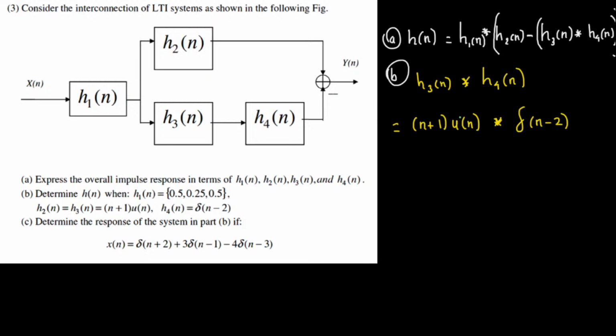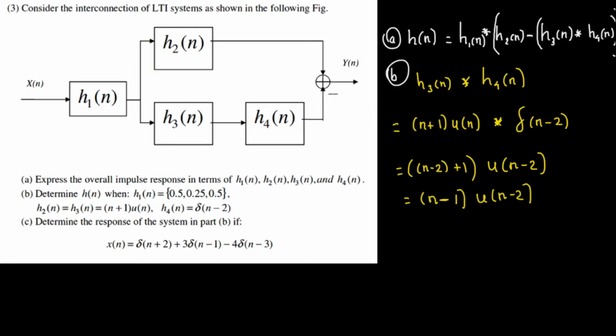When you convolve some function with a shifted delta, according to the convolution property, the shift of the delta will be applied to all the n, and the delta will disappear. So here we'll have n minus 2 plus 1, and also in the u of n we'll have the shift, u of n minus 2. N minus 2 plus 1 we can combine and make it n minus 1, and u of n minus 2 remains. Now we have the expression for h3 of n convolved with h4 of n.